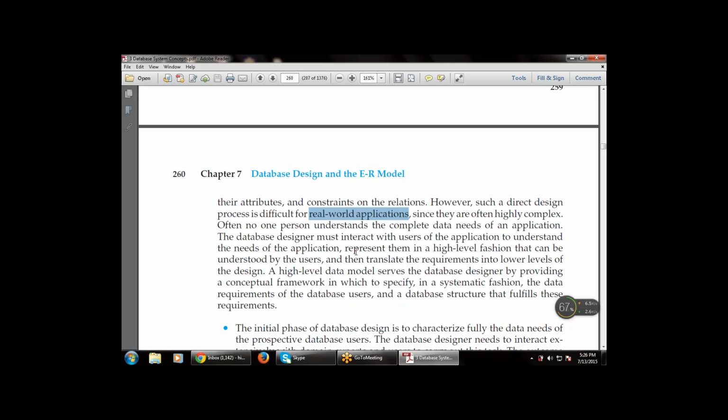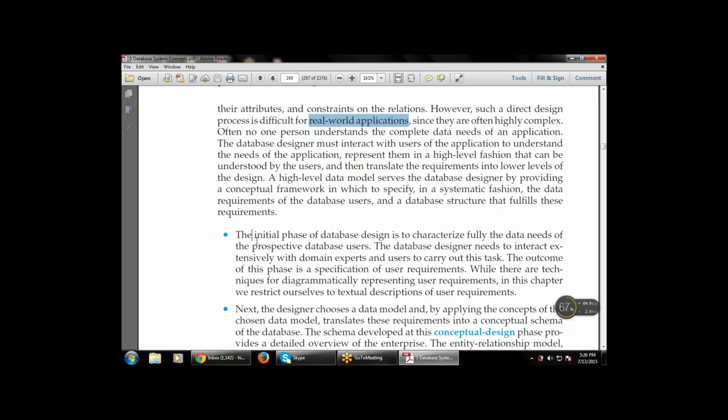So the first point says the initial phase of a database design is to characterize fully the data needs of the prospective database users. So the first phase is to get the needs of the prospective database users. The database designers need to interact extensively with the domain experts and users to carry out this task. So the database designer must interact with the users and with the domain experts to carry out the task.